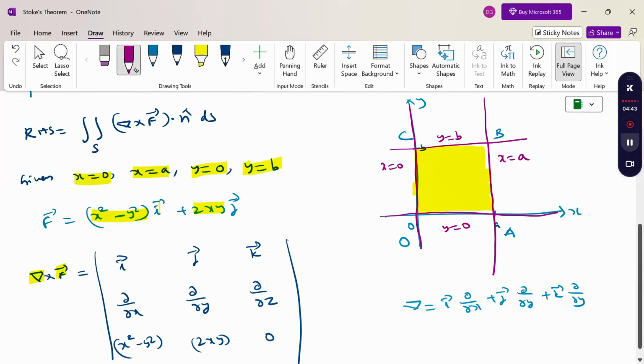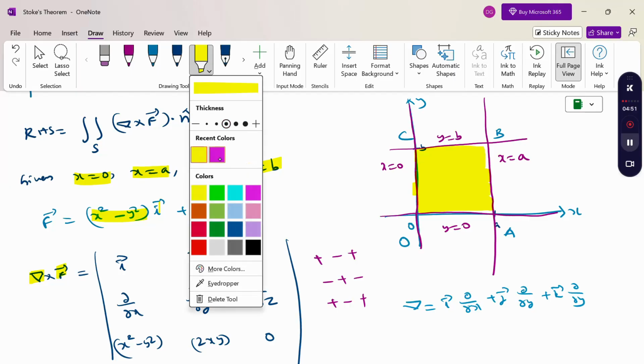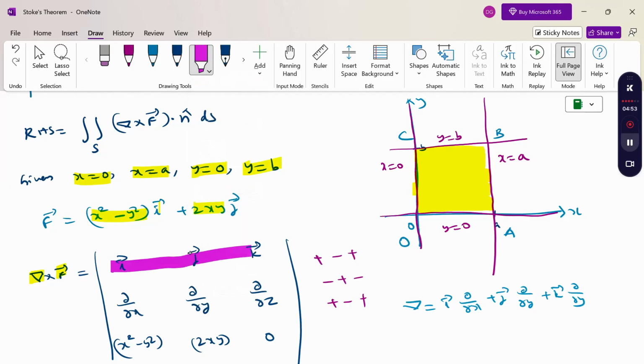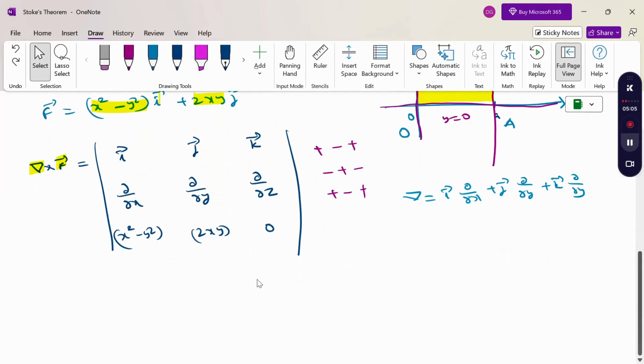For the signs, plus minus plus minus plus minus plus minus plus. So the first row to consider is I, j, k, with signs plus minus plus. This is the way we can mention here: plus minus plus.